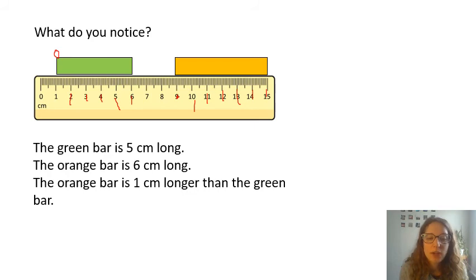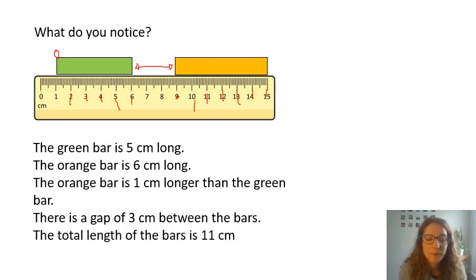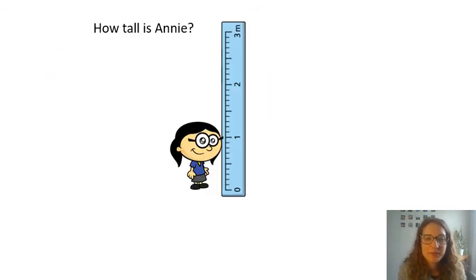Okay, so the orange bar is 1 centimetre longer than the green bar, and there is a gap of 3 centimetres between them. So from here all the way across is 3 centimetres. Okay, so lots of information you can find just from looking at that picture. And the total length of both the bars added together, the 5 and the 6, is 11 centimetres.